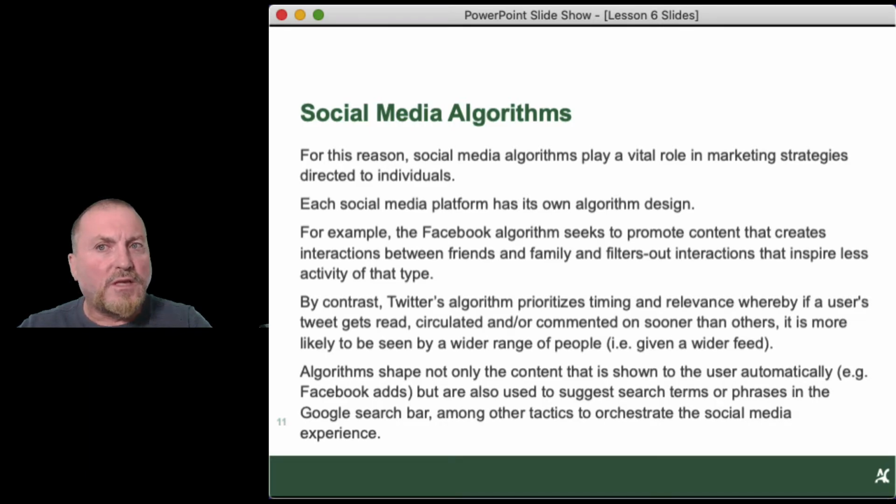Okay. Algorithms shape not only the content that is shown to the user automatically, e.g. Facebook ads, but are also used to suggest search terms or phrases in the Google search bar. Right? You notice if you put part of a word in Google, search options come down below. Those search options have been informed by previous things you've typed or things that you've previously searched. Your pull down menu would look quite a bit different than mine. Okay? Because the pull down menu is being shaped by the Google algorithm in a way that reflects your previously displayed areas of interest.